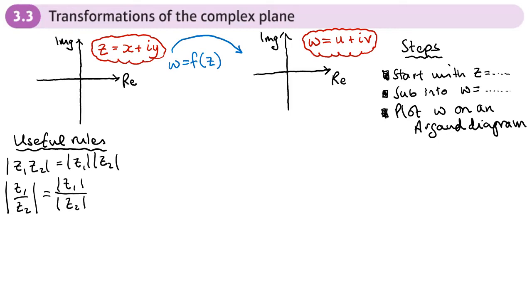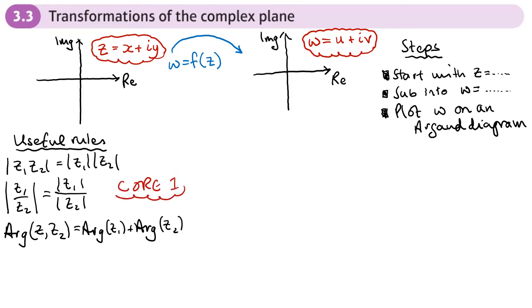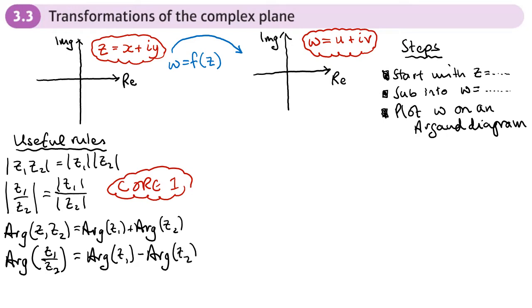We've also got rules to do with the arguments. So if you've got the argument of z1 times z2, that's equal to the argument of z1 plus the argument of z2. So hopefully you'll remember these rules from core 1. So I'll put a link in the description so you can go back and have a look at those if you need to. And the other rule to do with arguments is if we're dividing the complex numbers, we can find a new argument by subtracting the arguments of z1 and z2.